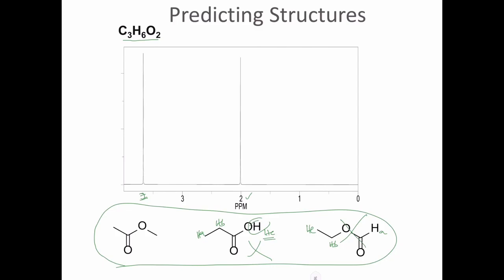So let's find out. So this is going to be HA, and then we have HB, and this HA is closer to oxygen, so that means it's going to be more deshielded. It's going to be more downfield. Okay, so this is going to be 3 protons over here and 3 protons over here. So the HB is the one that's going to be here, and the HA is the one that's going to be here.